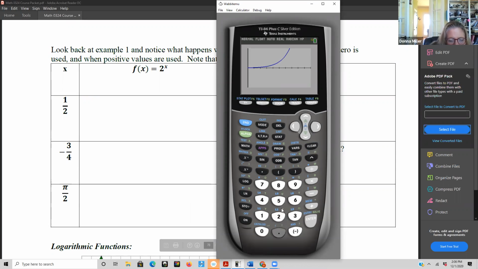2 raised to the 1/2. Value, I want 2 to the 1/2, so just type 0.1/2. So I get 1.414. So obviously it's in the domain. Now 2 to the -3/4, so I'll go back. It's like -0.75 or -3 divided by 4. Oh, with this calculator, I have to set the window so that that's actually in there. So I'm going to go from -10 to 10.